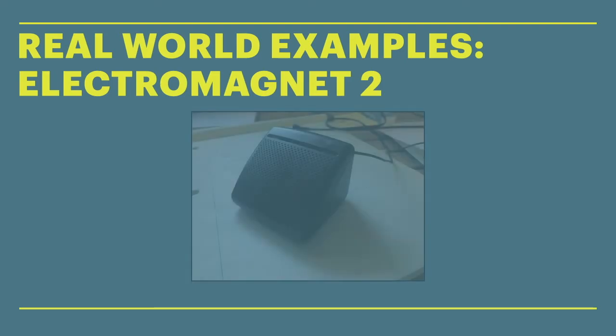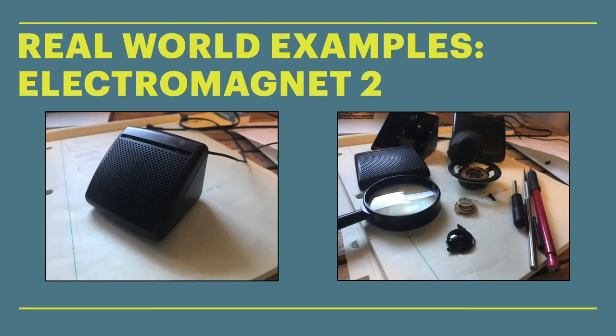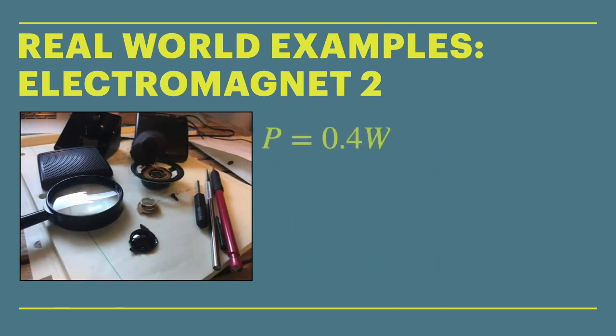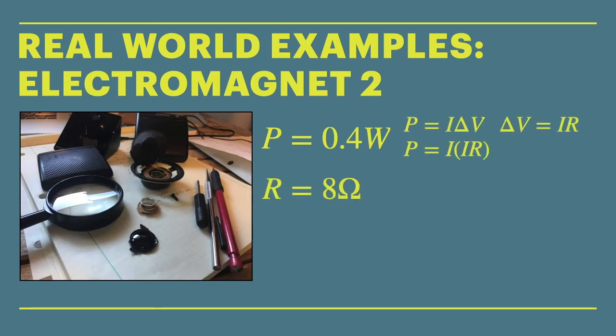Our second electromagnet comes from a Sony speaker. We dismantled the speaker in order to find the electromagnet. In this case, power equals 0.4 watts and resistance equals 8 ohms. In order to find current, we are going to use the equation power is equal to current times the change in voltage. Now, we don't know what the change in voltage is, so we're going to use the formula delta V is equal to current times resistance and use that formula to substitute it into our power equation. Now, power is equal to current squared times the resistance. And once we rearrange that formula, current is equal to the square root of power over resistance.